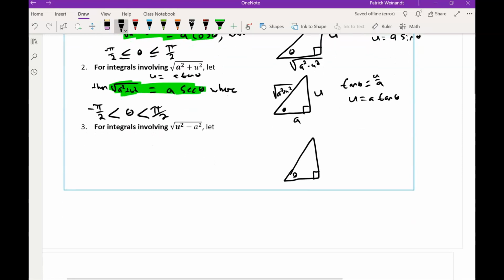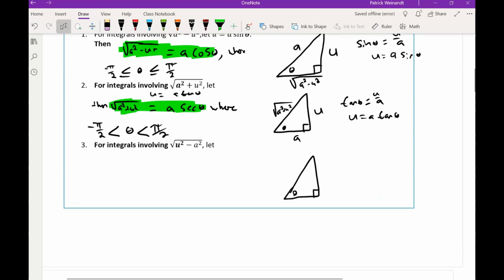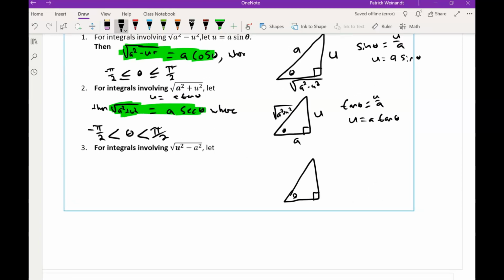All right, so for this last one, we have some quantity squared minus another quantity squared under a square root. Well, if this is the Pythagorean theorem kind of thing, this first quantity has to be our hypotenuse if we're subtracting the other quantity squared. So our u squared is going to go on the hypotenuse here.